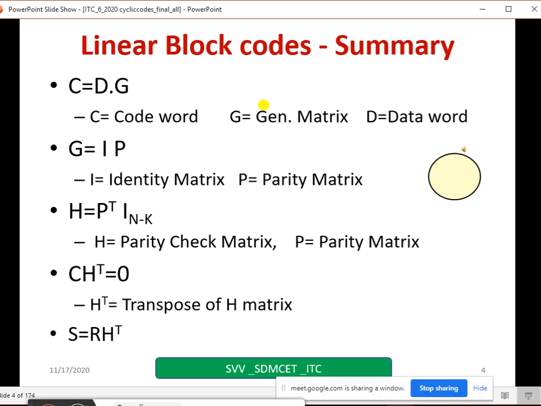A linear block code summary: C is equal to DG, G equal to [I P], H is equal to [P transpose I], CH transpose equal to 0, syndrome equal to RH transpose. Hope all of you can recall all these things, whatever you have discussed in the previous chapter.